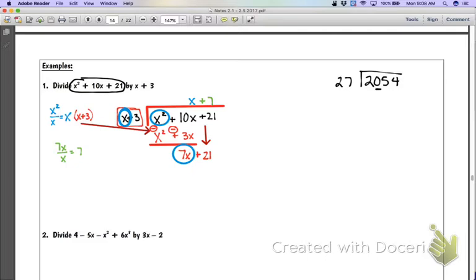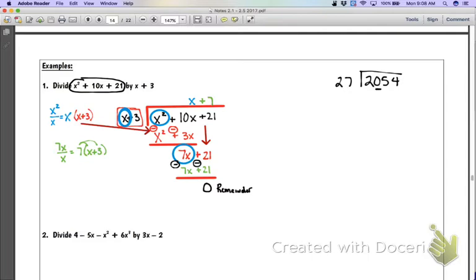Now, again, I'm going to take that 7 and multiply it by x plus 3 again. And I'm going to end up with 7x plus 21. I'm going to subtract, or change the sign, of everything on the bottom side. What happens to everything? It cancels out, right? So I end up with 0. If I have a remainder, this is my remainder right here. If I have a remainder, then that value is going to go up above the x plus 3.